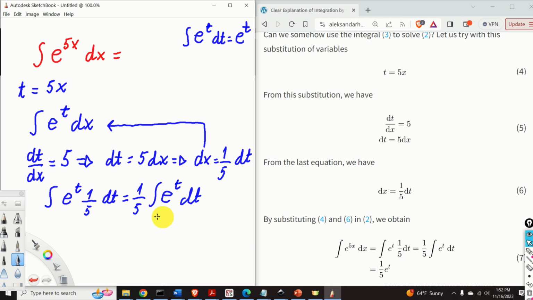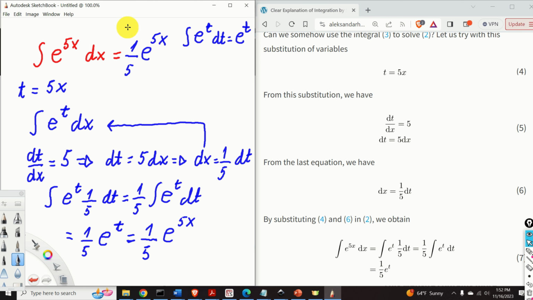And do we know how to solve this integral? Yes, we know how to solve this integral. This integral is simply equal to 1 over 5 e to the power t. And let's perform back substitution. We know that t is actually 5x, and as the result we obtain that the integral is equal to 1 over 5 e to the power 5x. Consequently, our integral, that is this integral over here, is 1 over 5 e to the power 5x.